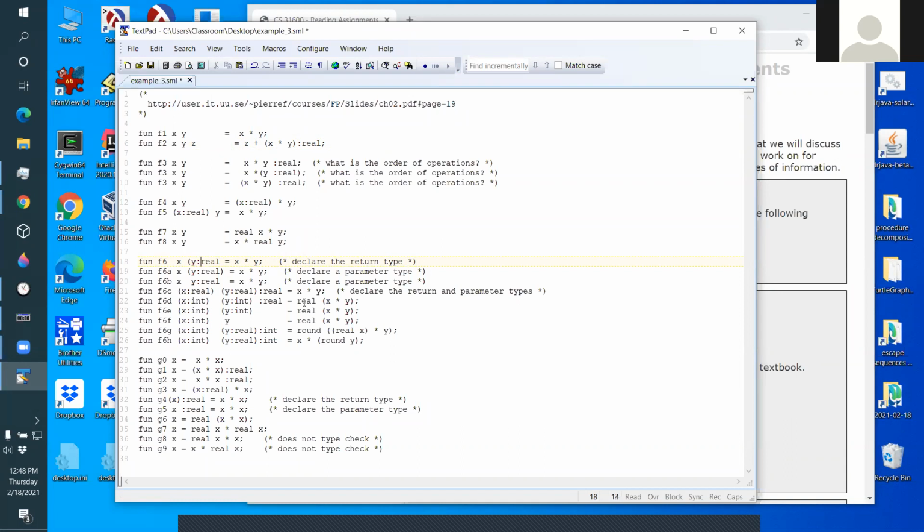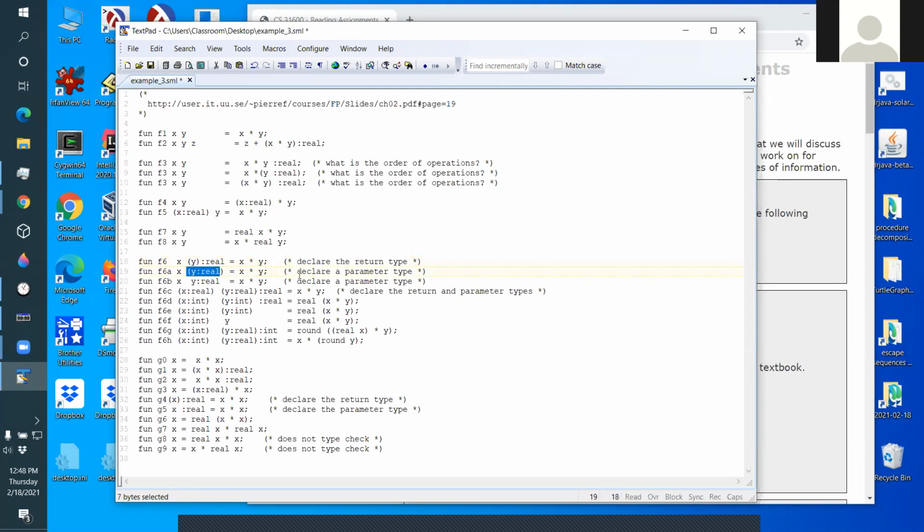And this is the type of the parameter. Okay, that's the type of the parameter. That won't compile because of the order of operations being wrong. You put parentheses around the last parameter, put a colon, the return type of the function. Okay. So that's the return type of the function.